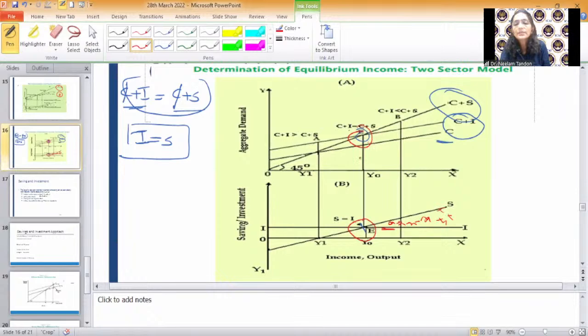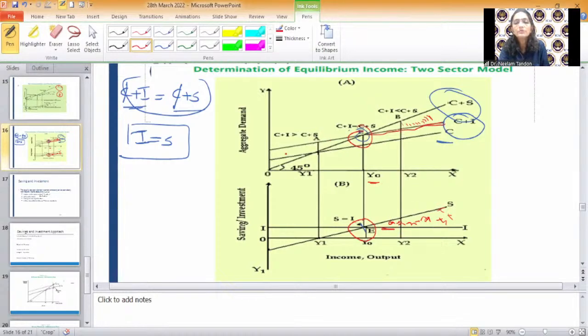Now look to the right side of this Y2 with respect to YG. If you look to the right side of it, what do you see? This is the aggregate demand. This is C plus I. And this is C plus S. That means it is about savings, because C will cancel out, savings and investment. So savings are more than investments. So here you can see savings are more than investment.